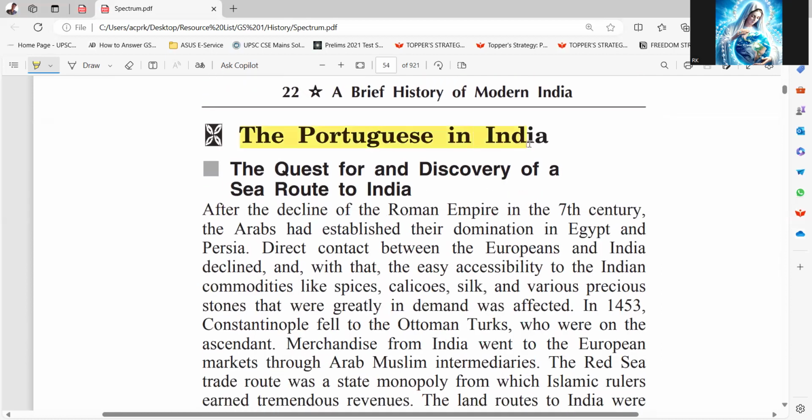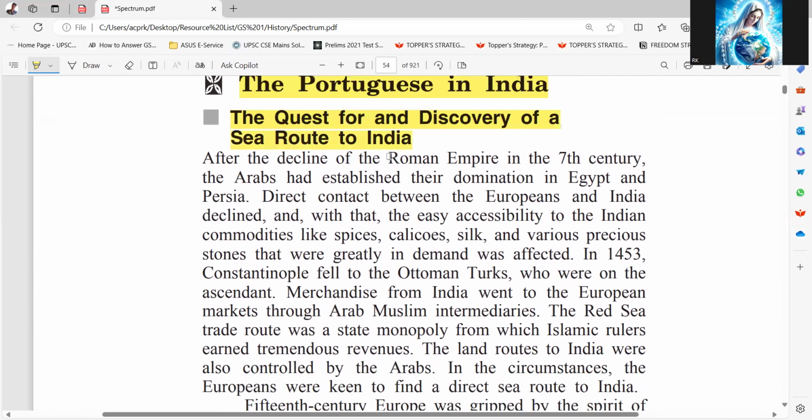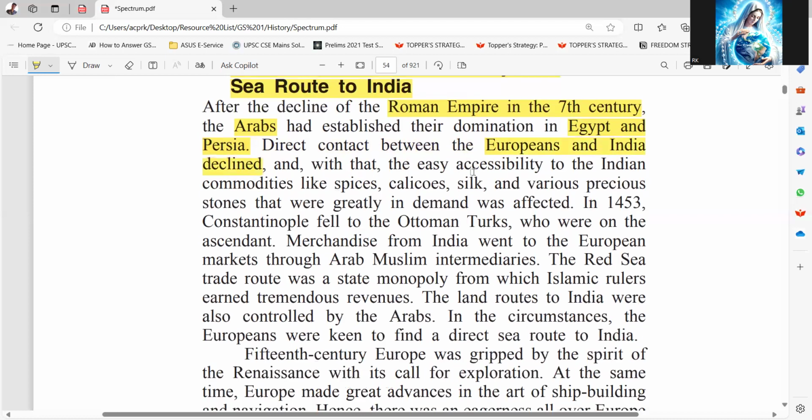The Portuguese in India, the quest for and discovery of a sea route to India. After the decline of the Roman Empire in the 7th century, the Arabs had established their domination in Egypt and Persia. Direct contact between the Europeans and India declined, and with that the easy accessibility to Indian commodities like spices, calicos, silk, and various precious stones that were greatly in demand was affected.